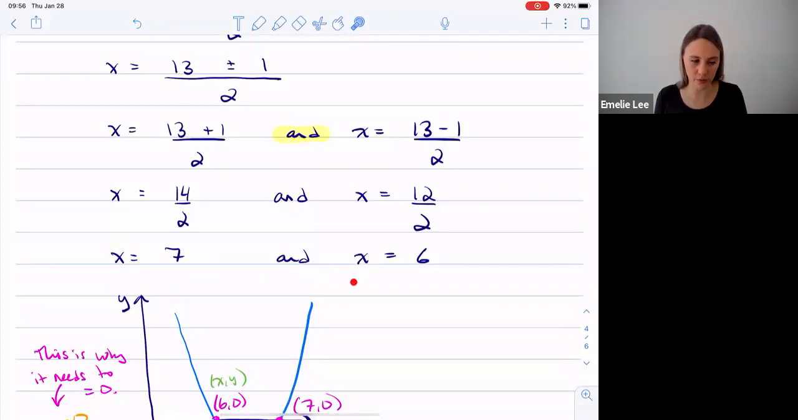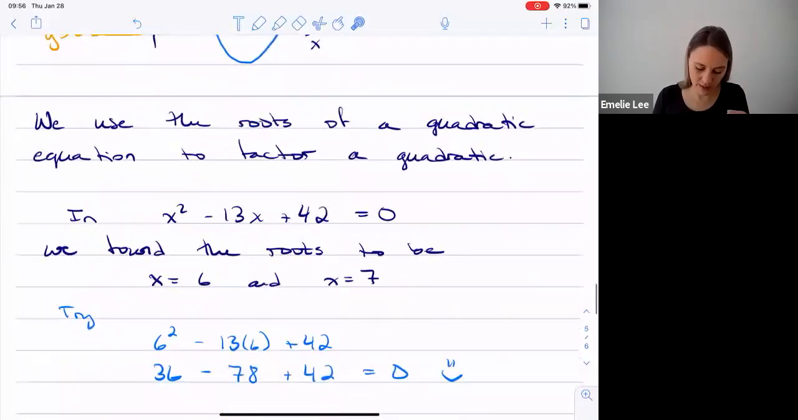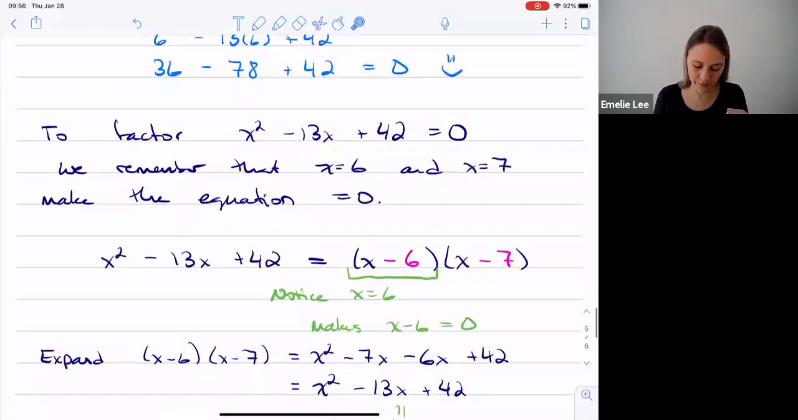So we find these roots. Then we use these roots, okay? So now I take those roots, x equals... I don't know why it's lagging so much. It was lagging yesterday too. I don't know why. So x equals 6 and x equals 7 are my roots.